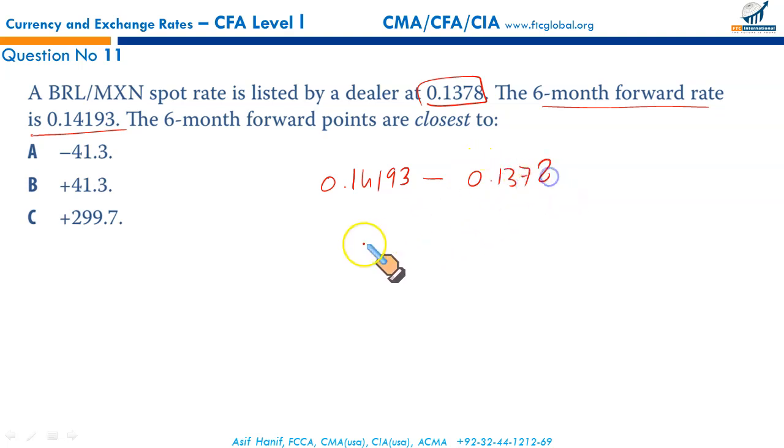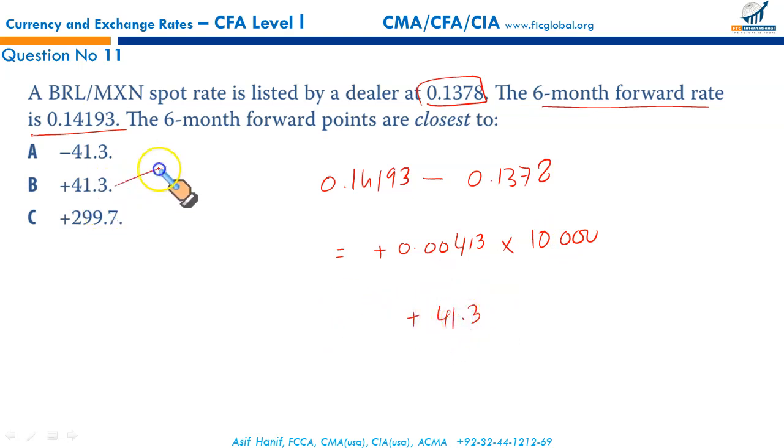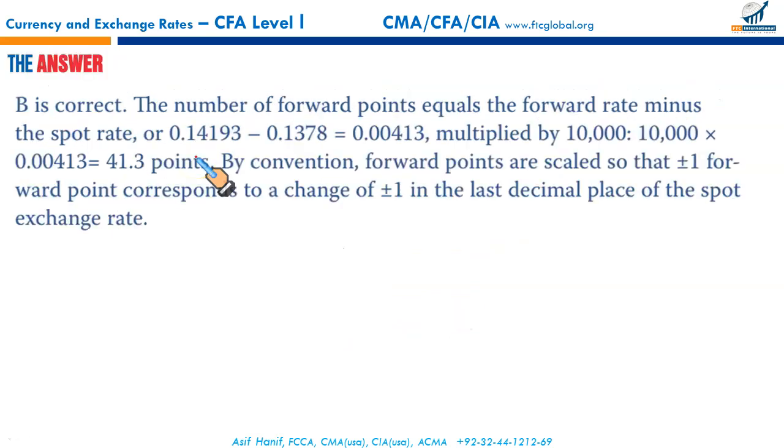0.1378. The difference is a positive 0.00413. So in order to give it in basis points, multiply it by 10,000. What you get is 413 basis points. So that makes a positive 41.3. So that's A. B is the right answer.